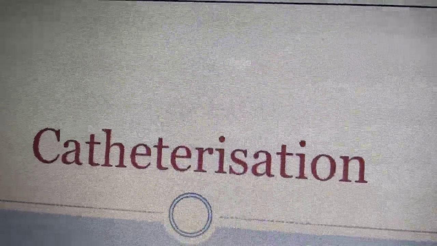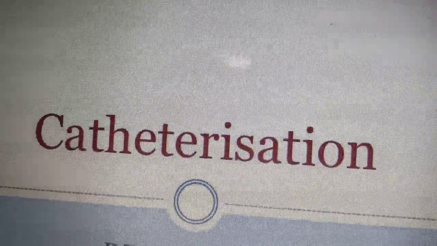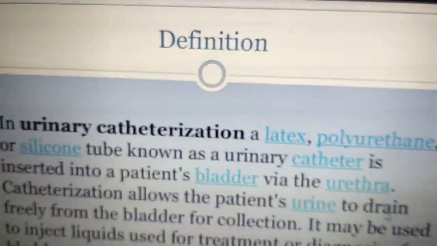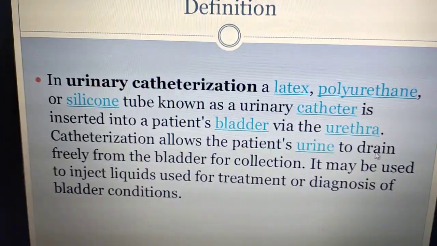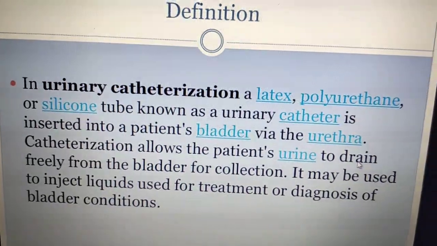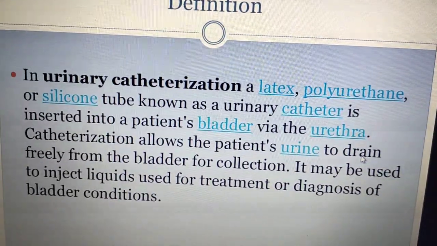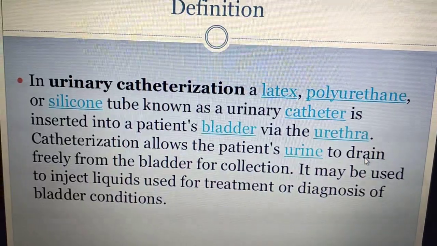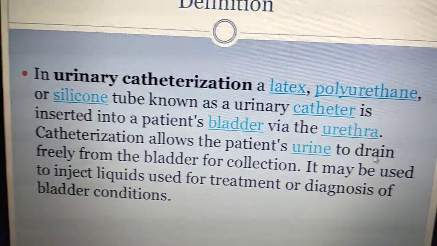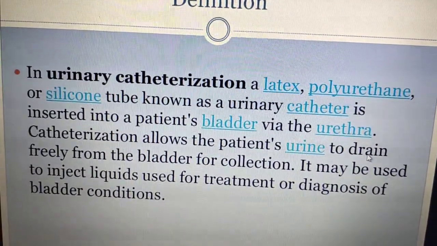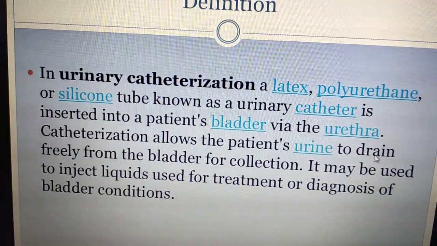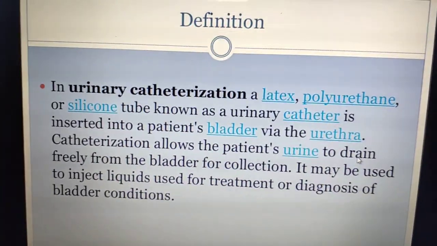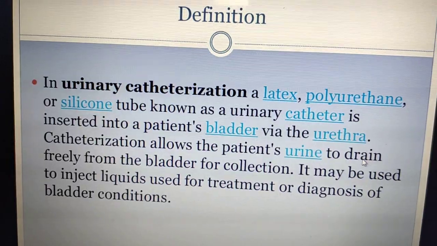Today's topic is catheterization, or urinary catheterization. What do you mean by catheterization? Urinary catheterization is a latex, polyurethane, or silicone tube known as a urinary catheter. This catheter is going to be inserted into the patient's bladder via the urethra.